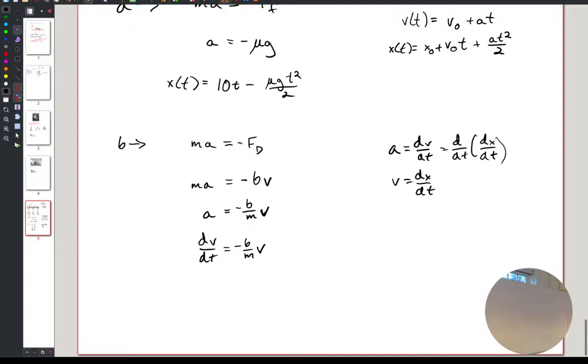Have you seen this before? Yeah. Okay. Oh, with this one? Like dv/dt? I think so. I'm not completely sure what it is. This kind of differential equation.